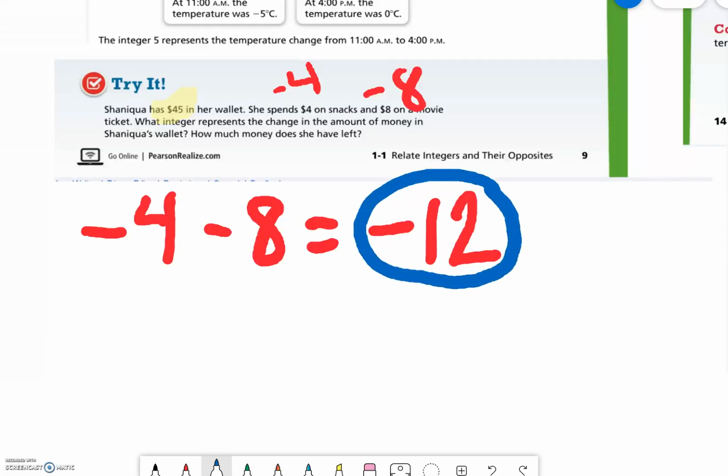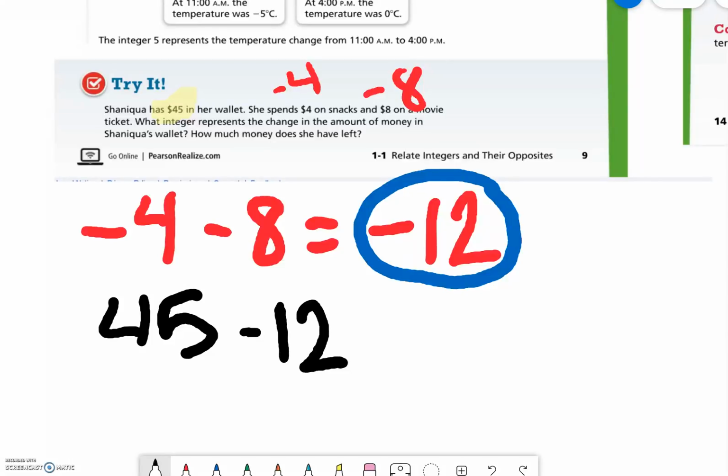Now, in order to find how much money she has left, we take the original amount of money, 45, and then we subtract the change. 45, she spends 12, ends her with $33 left.